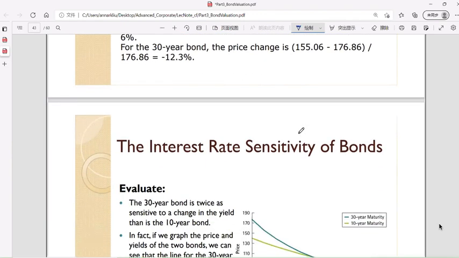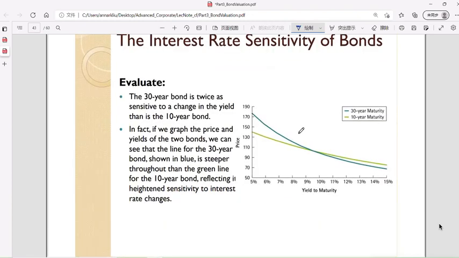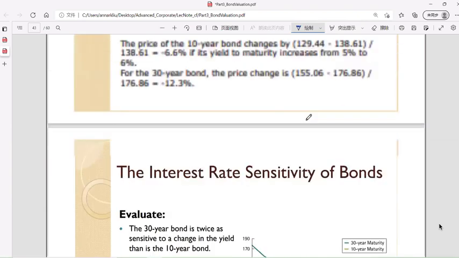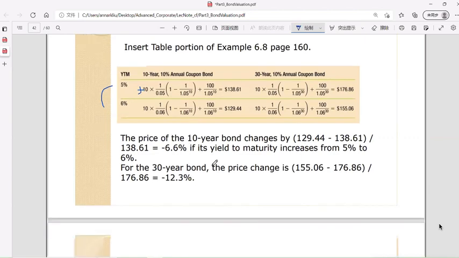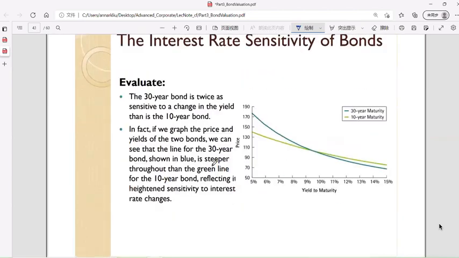So how would you see that if we plot it on a graph? Here we have just one data point when we have a discrete case, from 5 to 6. What if we have a continuous case, with each point on the horizontal line being the yield to maturity? Then if we plot it, it will look like this.